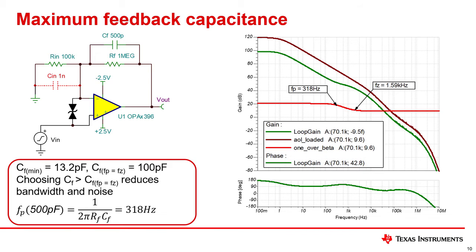Looking at the AOL curve, you can see a second pole introduced at about 10 kHz. This is what is reducing the phase margin in this example. The key point here is that arbitrarily increasing the feedback to large values isn't a good approach for stability. It is best to check stability with the open loop method. Beyond this effect, increasing Cf will reduce the bandwidth and noise of the circuit.